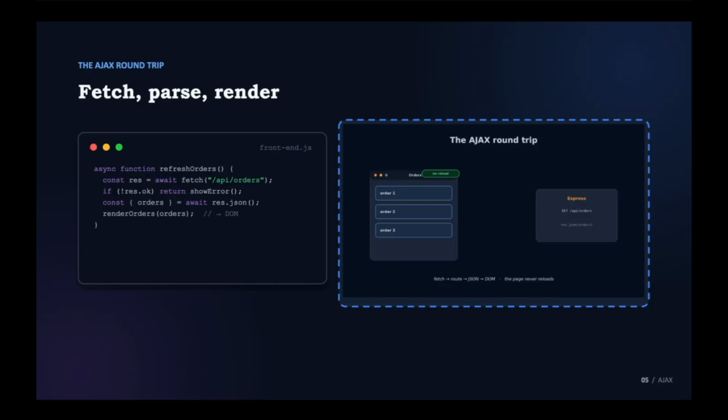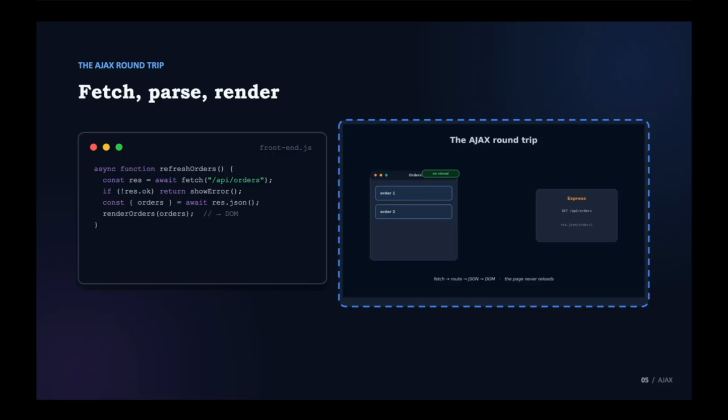Now, how does the front end actually ask? This is the Ajax part, and it is just JavaScript. So this entire code fetches an endpoint. It has to be an async function because fetch returns a promise and we await it. We check res.ok first and bail early on failure. That is a clean pattern: we handle the bad case and return, so that the happy path is not buried in nesting. Then we await res.json to parse the body and hand it to a render function that writes it into the DOM.